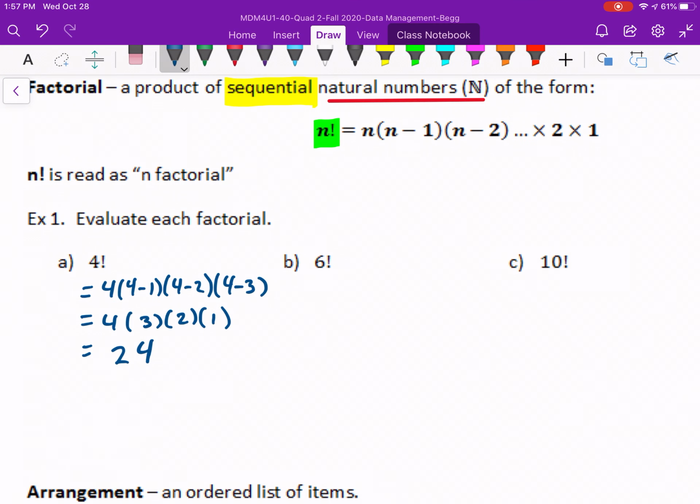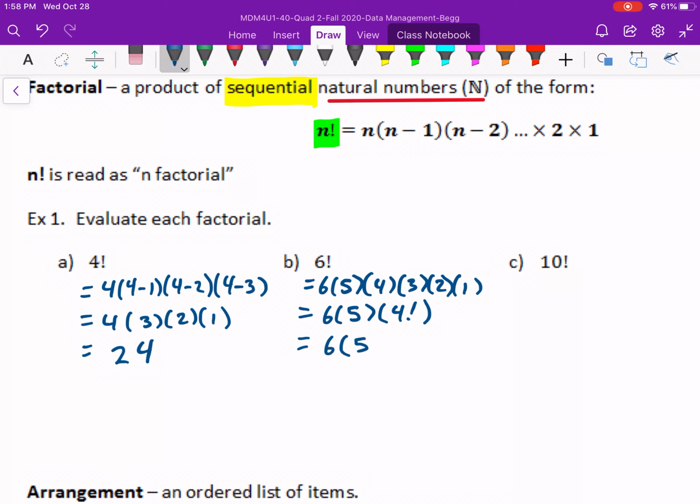So 6 factorial would be the same as 6 times 5 times 4 times 3 times 2 times 1. Whoops, forgot my brackets. All right, which I can expand out, but I could even think of it, since I know that 4 times 3 times 2 times 1 is just 4 factorial, it's just the same as 6 times 5 times 4 factorial. And I don't need to write it like this, but I'm just pointing out that it's the same thing, because I already know that 4 factorial is equal to 24.